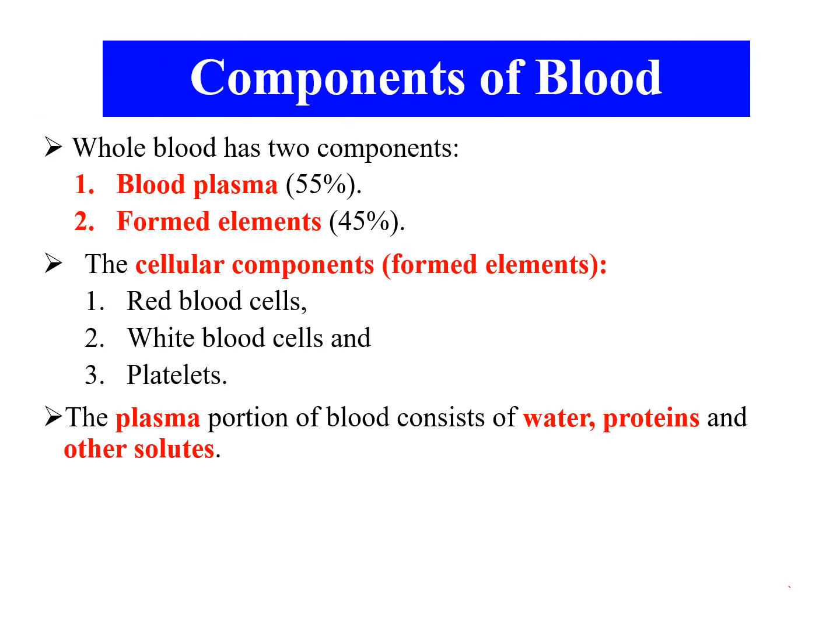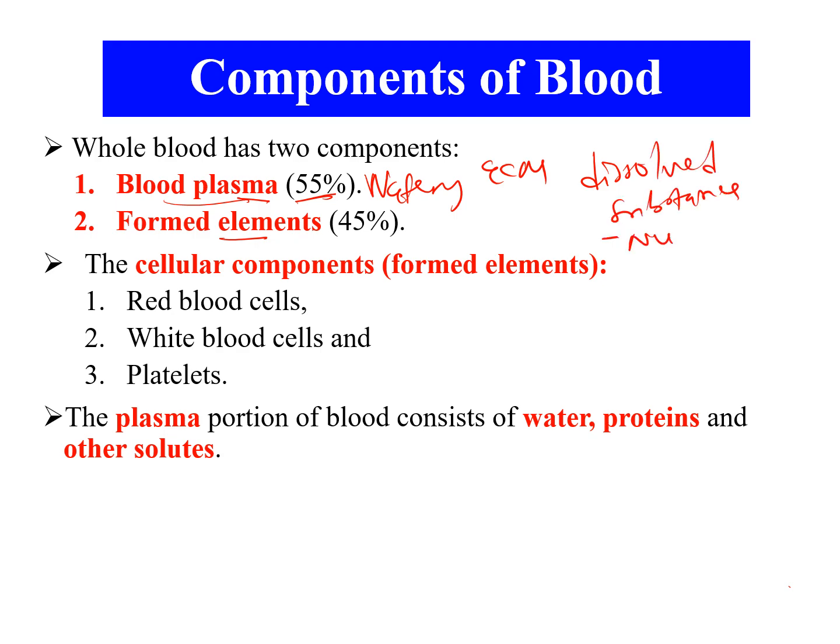We can now look at the components of blood. Blood has two major components: blood plasma and formed elements. Blood plasma makes up about 55% of the blood volume, and this blood plasma is the watery extracellular matrix, which has dissolved substances. These dissolved substances include nutrients, waste materials, electrolytes, proteins.